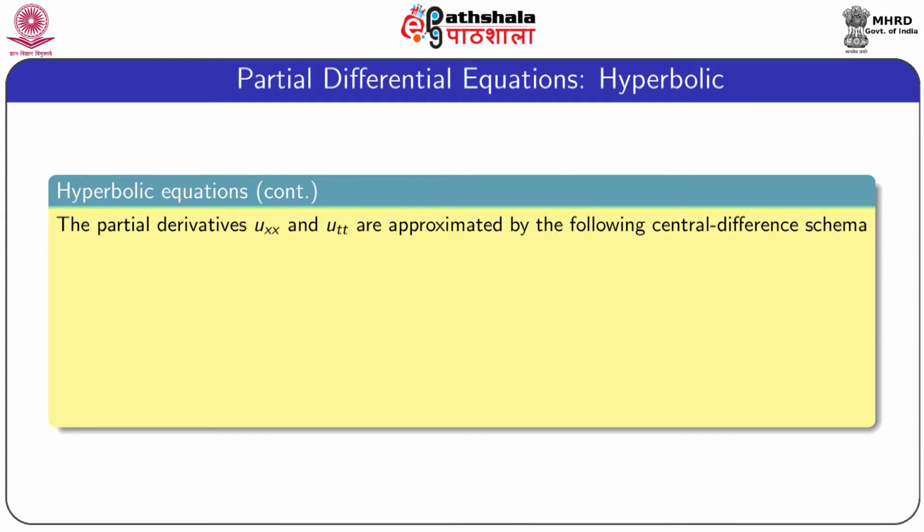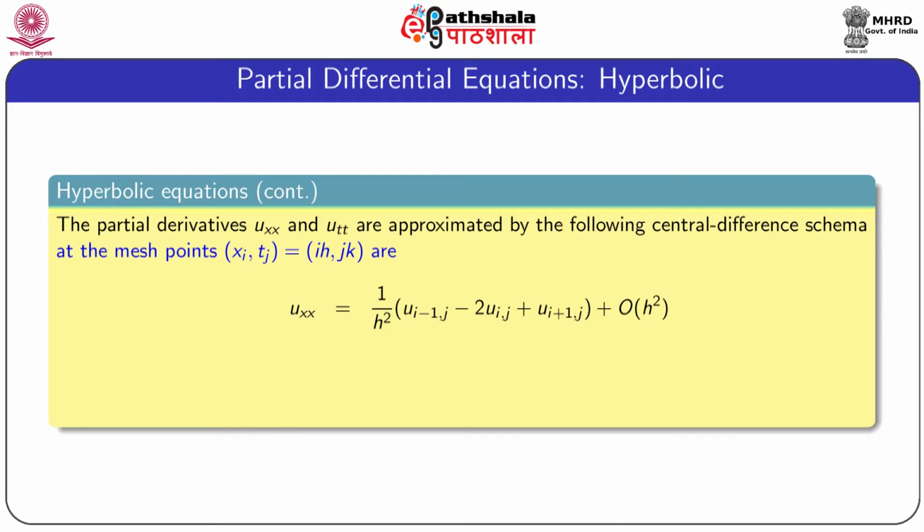Now, the partial derivatives del 2 u del x2 and del 2 u del t2 are approximated by the following central difference schemes at the mesh point (i, j). So, del 2 u del x2 is approximated by this expression, and the error of this approximation is of order h square, and del 2 u del t2 is approximated by this expression, and the truncation error is of order k square. These two expressions are valid for all i equal to 0, 1, 2, and so on, and for the values of the index j also.